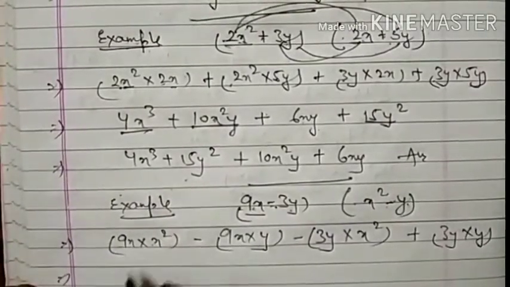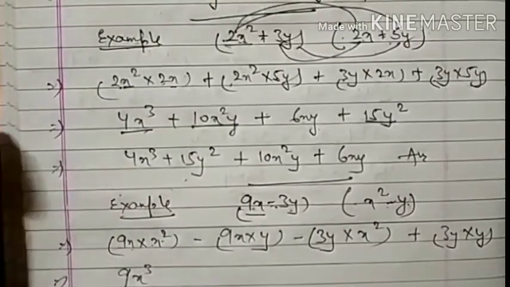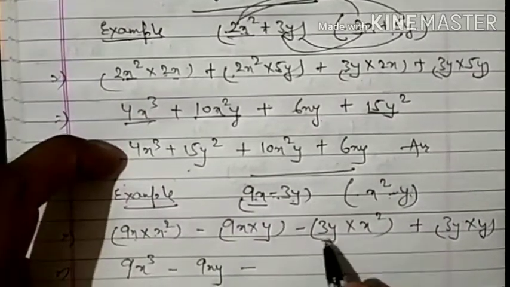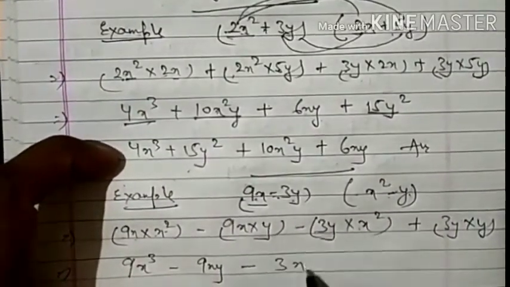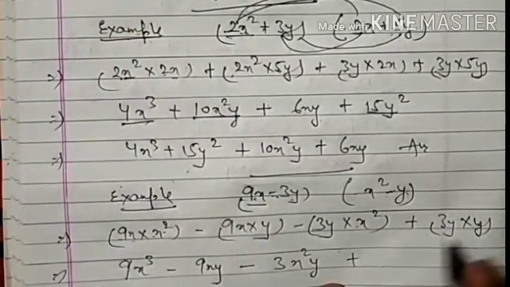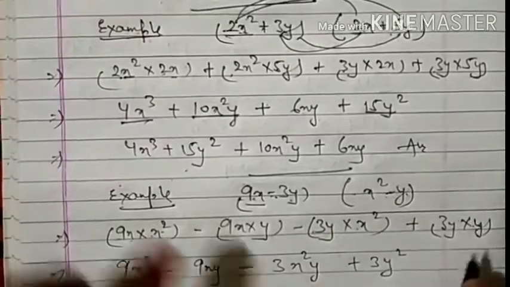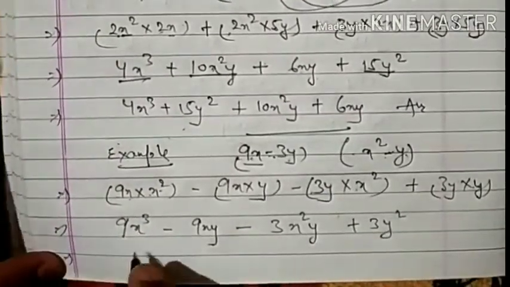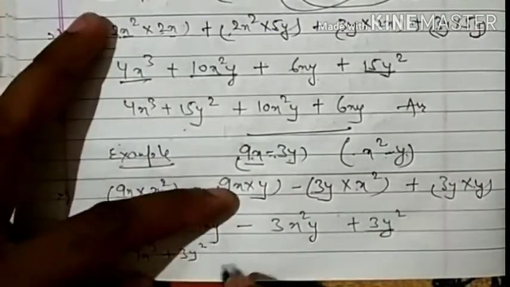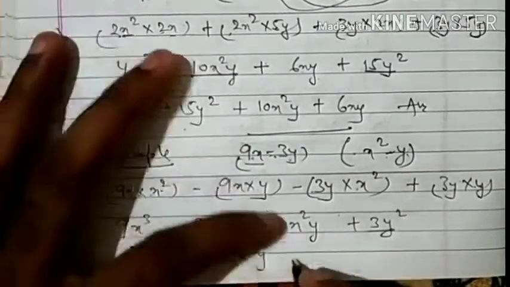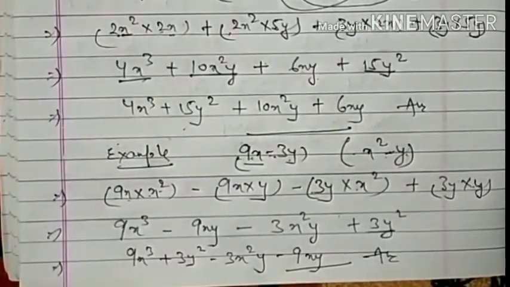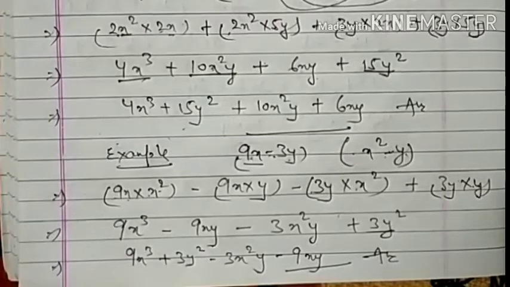What do we get? 9 ones are 9, x square into x, x cube, minus 9xy, minus 3 ones are 3 x square y, plus 3 ones are 3, and y into y square. So what is our answer? 9x cube plus 3y square minus 3x square y and minus 9xy. This is our answer. I hope it is clear to everyone.